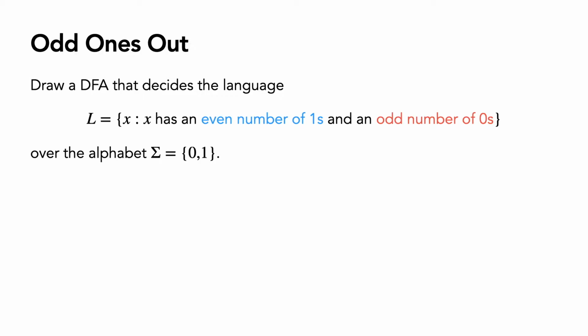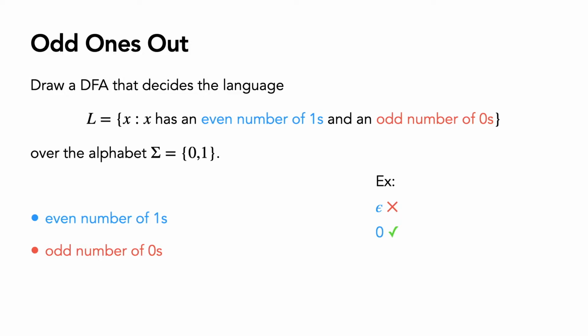So before we actually begin making this DFA, I want to make sure that we all have a shared understanding of what exactly this language is. There are two different parts of the language. We have an even number of ones, and every string also needs an odd number of zeros. Let's go through a few examples. The empty string is not going to be in our language because it has 0 ones and 0 zeros, and 0 is not odd.